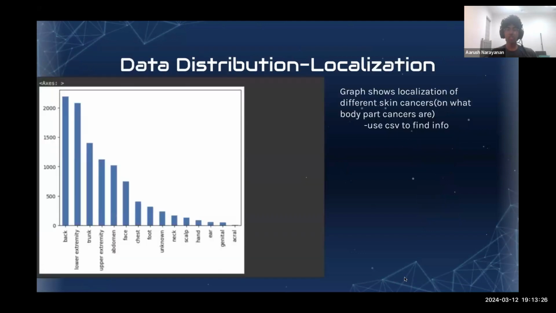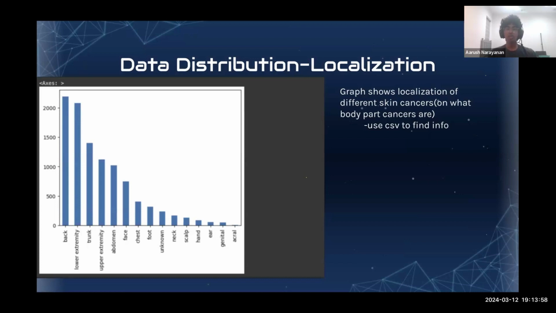So let's move on to a couple of data distribution graphs, starting off with localization. This graph shows the localization of different skin cancers on different parts of the body, and we used the metadata in the CSV to find this info. As you can see, there are a lot of cancers and lesions located on the back, lower extremities, trunk, upper extremities, and generally the torso area. However, there aren't as many located on the scalp, neck, ear, or hand.